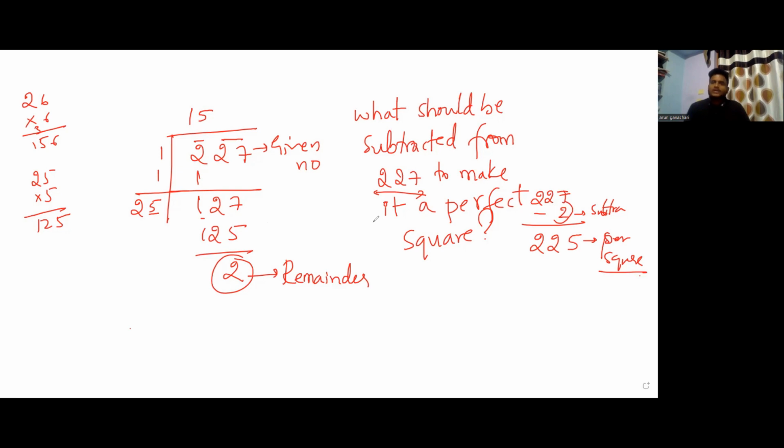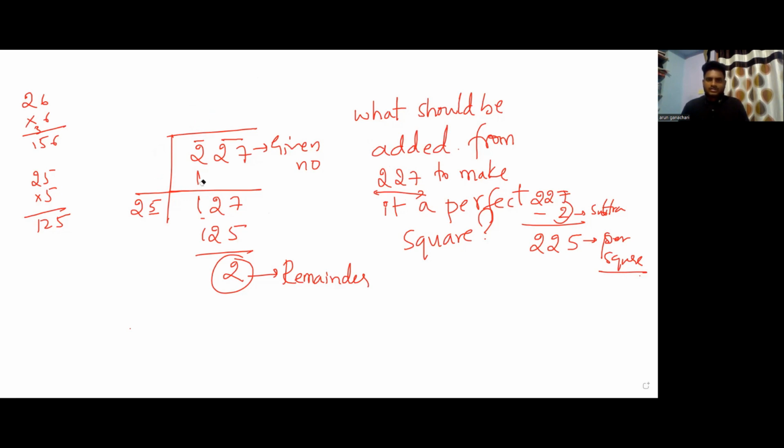Okay. Now let us change the question from what should be subtracted to what should be added. Instead of subtracted, if the question was what should be added to 227 to make it a perfect square. In this case, we have to add some number. We don't have to subtract it. We have to add some. So what will we do? We'll follow all the steps till the last step. You have to do it very similar to whatever you have done from the start.